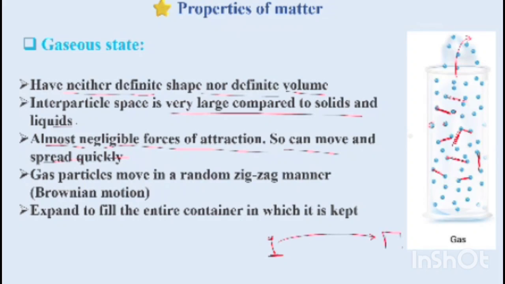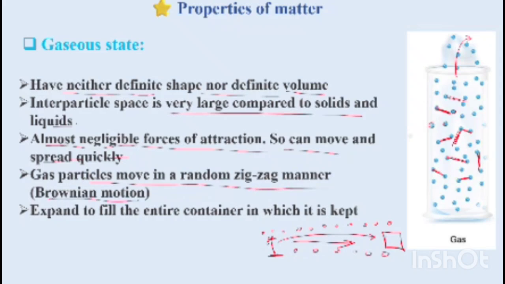If our mom puts an agarbatti at a corner of the room, then we can smell it from another room, right? This is the reason, because the particles of gas can flow from one room to another very quickly and very easily. Okay? Gas, next point.